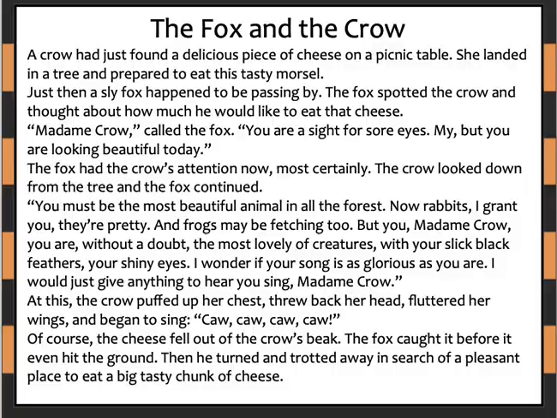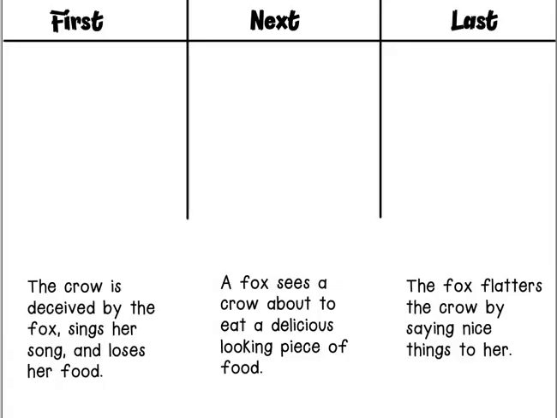What a sly fox. So, we just need to think about what are the main parts of this story. Here are our 3 options for first, next, and last. We have the crow is deceived by the fox, sings her song, and loses her food. A fox sees a crow about to eat a delicious-looking piece of food. Or the fox flatters the crow by saying nice things to her.